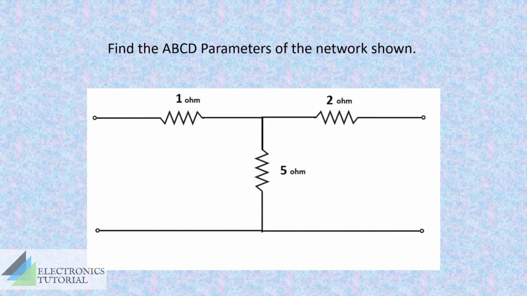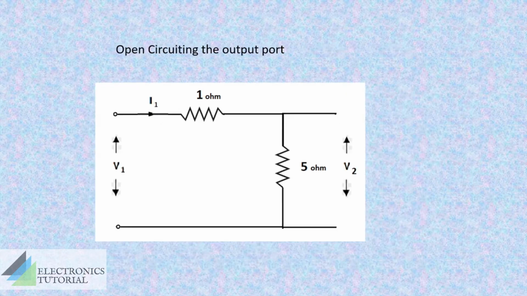First, we'll start by open circuiting the output terminal. These terminals are open circuited. This means that there won't be any current flow. So, no current will flow through this 2 ohm resistor. Then we can redraw this circuit without this 2 ohm resistor. Now our circuit is like this.